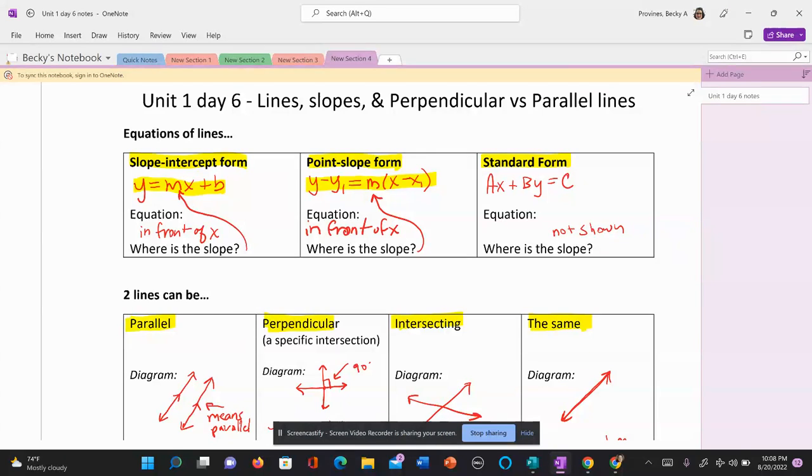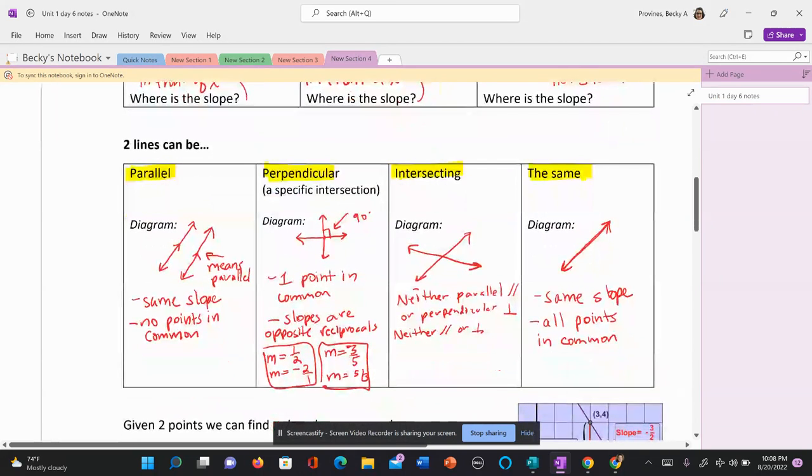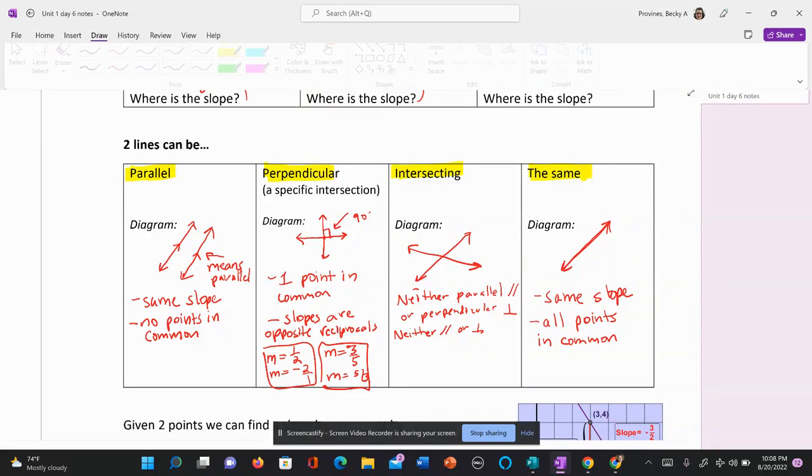Now the last form is called the standard form. If you notice, on the first two forms, the x and the y are on opposite sides. But for standard form, the x's and y's are on the same side. So this is a huge difference. It's not as easy to work with because when you look at this equation, there's not an m. The slope is not shown immediately. So you would have to work with it and convert it to a different form. Okay, so I'll tell you what this is if you can't read it.